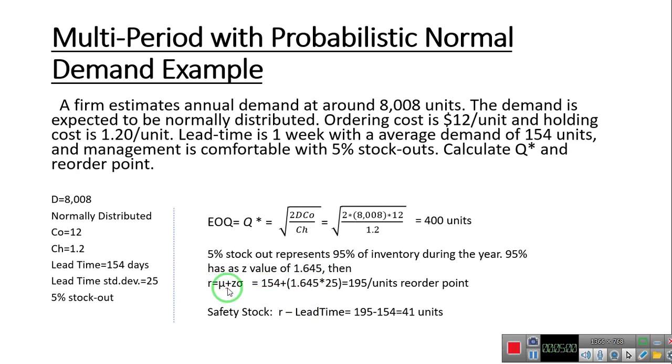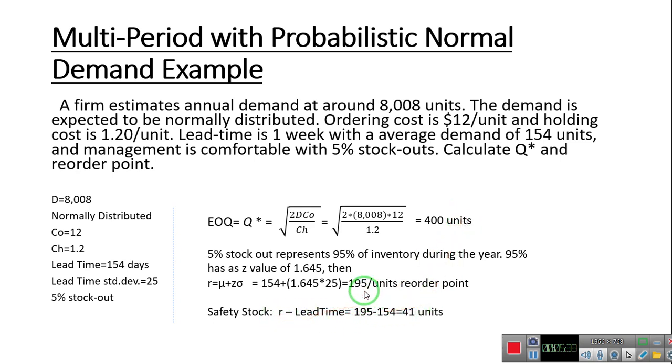The ordering point is going to be the mean plus Z times the standard deviation, so it's 154 plus 1.645 times 25, which is my standard deviation. Somehow I missed it on the problem. It was not on the problem. The standard deviation is 25. I'll have to add it. So it's 195 units. That's your ordering point. So when your inventory reaches 195, that's when you put the order for 400 units.